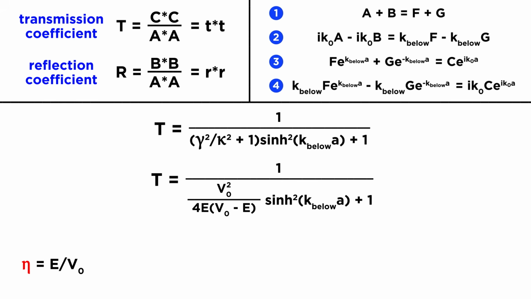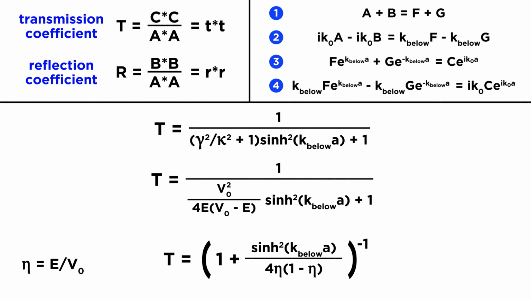To make this a little more readable, let's define another factor, eta, which represents the energy of the particle with respect to the barrier height. This will allow us to derive the final form of the equation for the transmission factor, and since we've already had more than enough algebra, let's just skip right to it. That will look like this.